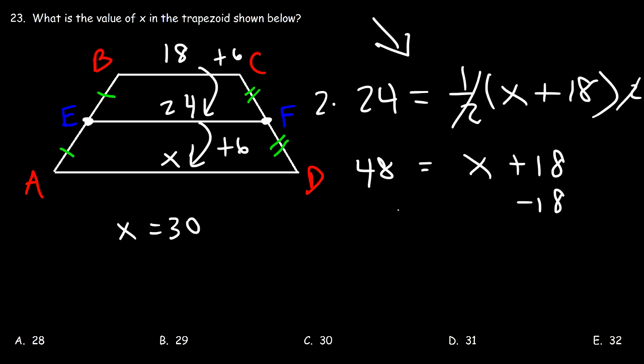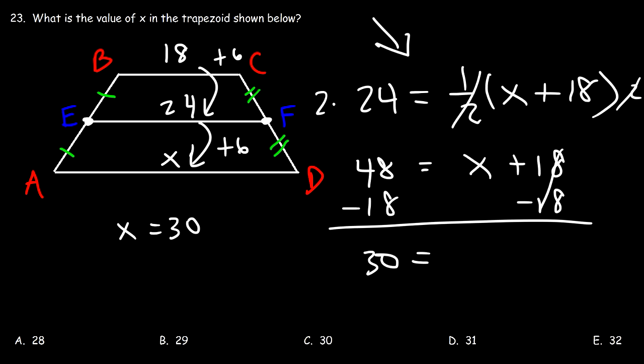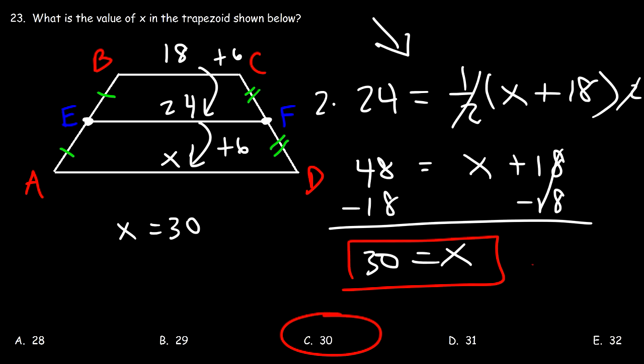Next, I'm going to subtract both sides by 18. 48 minus 18 is 30. So x is equal to 30, which means that C is the right answer.